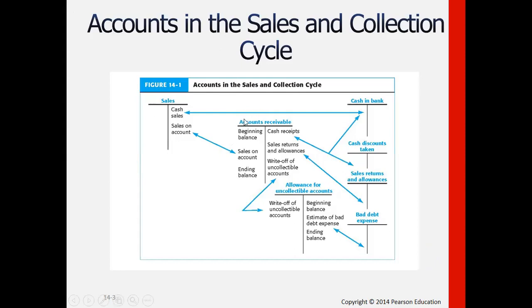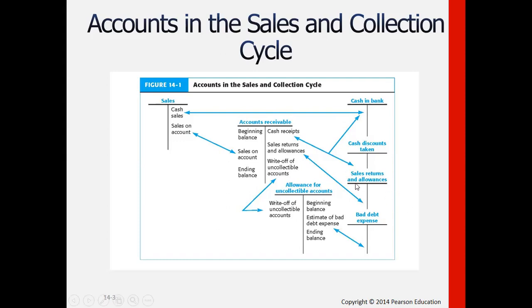We have sales, accounts receivable, cash in bank. Of course, those are very common terms that we have known thus far in this particular level in accounting. Then allowance for uncollectible accounts, which would be the portion estimated that we cannot collect from the accounts receivable, cash discounts taken, and then cash discounts would be the discounts that are obtained upon collection.